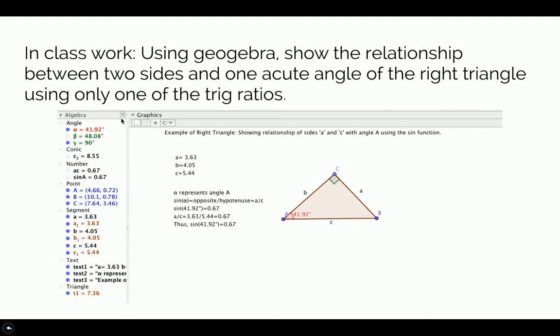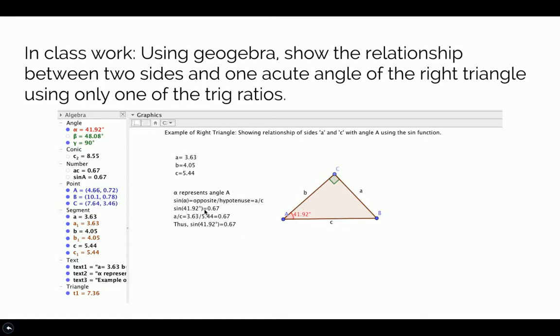All right, so again in class, we used GeoGebra, and the students showed the relationship between two sides and one acute angle of the right triangle. They only had to use one of the trig ratios. So this is just an example that I made. I showed the relationship between side AC and angle A using the sine function. So we have sine of 41.92, which was the angle.